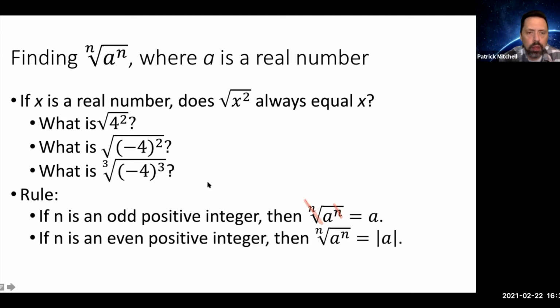However, if your index is even, as we saw when a was -4, what we got out as our answer was 4. So the way to fix it is, instead of saying the nth root of a to the n is just a, if your index is even and you don't know anything about the number a, you don't know if it's positive or negative, then the best you can say is that the nth root of a to the n is the absolute value of a.